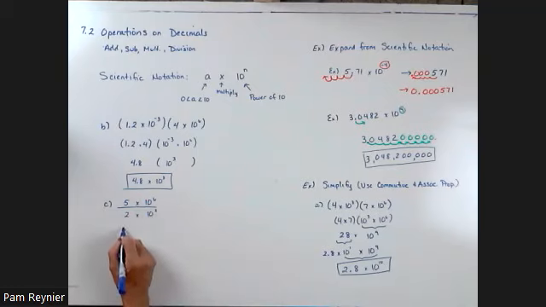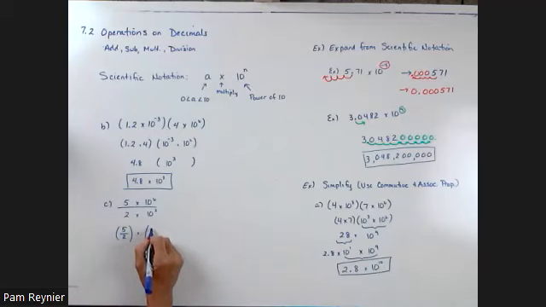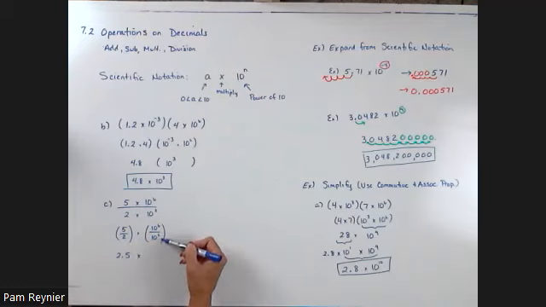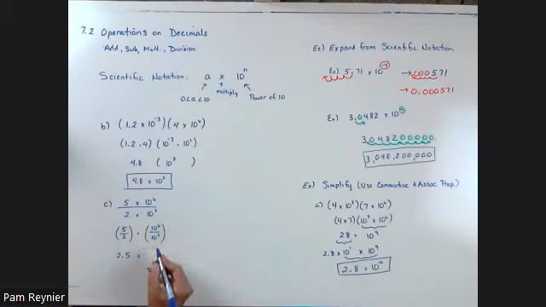I'm going to first put my 5 over 2 together. Then I'm going to multiply the 10 to the sixth and the 10 to the second because those are common factors. Well, 5 divided by 2 is 2.5. Whenever we divide, we subtract exponents. So 6 minus 2, always working down, gives me 10 to the 4. Then you have to check to make sure your answer is in scientific notation.